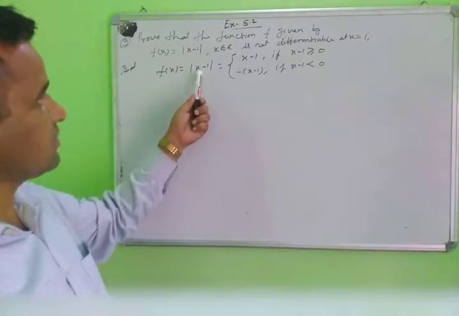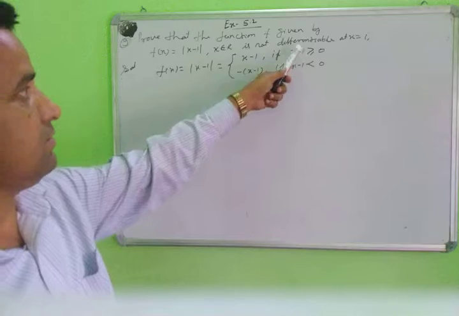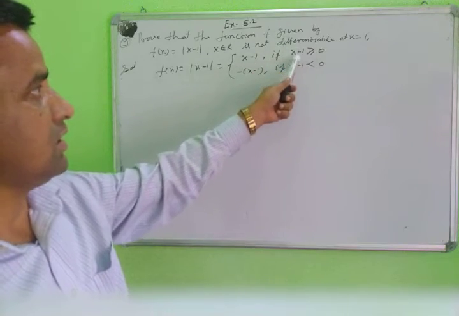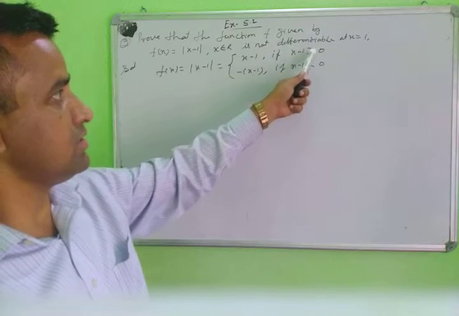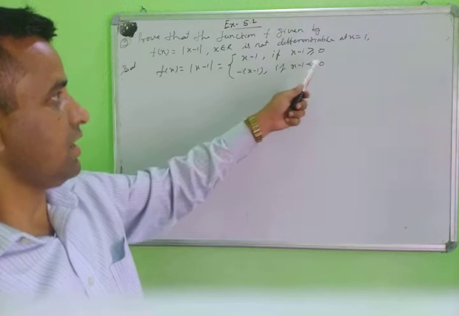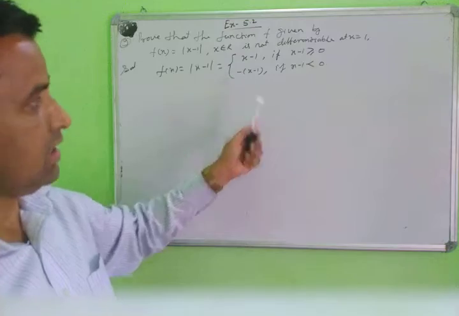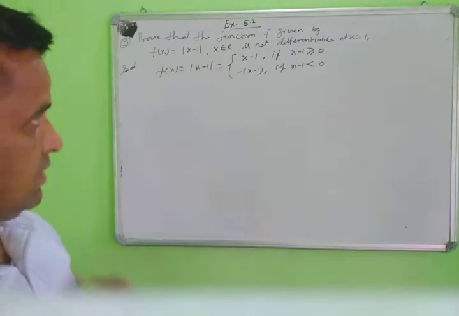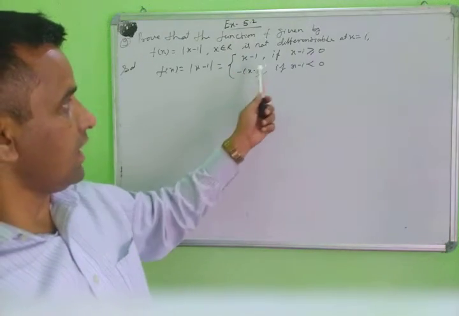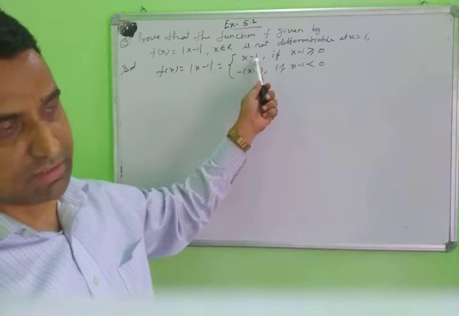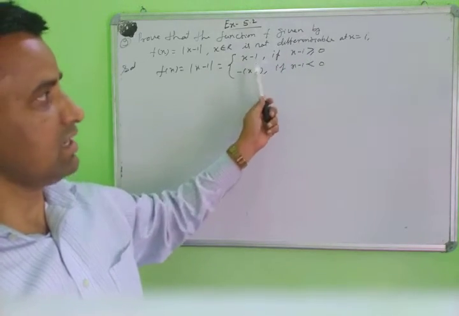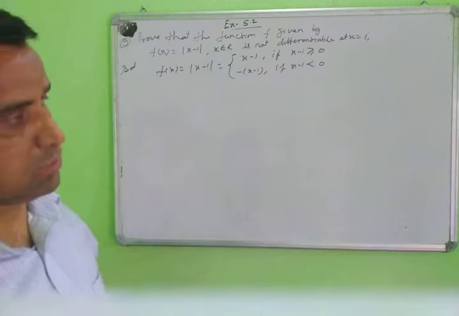This is the modulus function. If it is greater than 0, then the value is positive, and if it is less than 0, then we get the negative value. So then there are two types of function here, this is the LHL limit, this is the RHL limit. Less than means LHL, or more than means RHL, using this way.